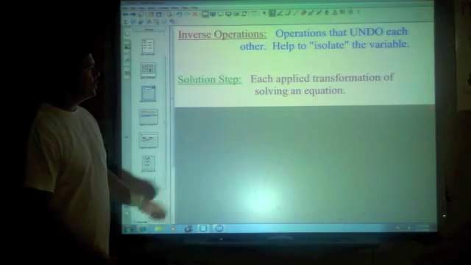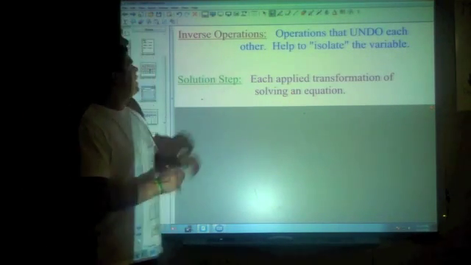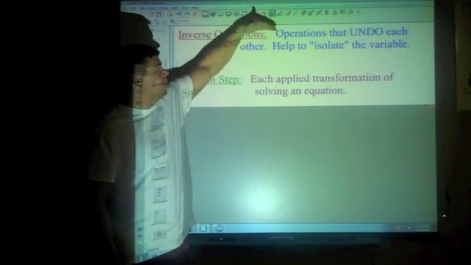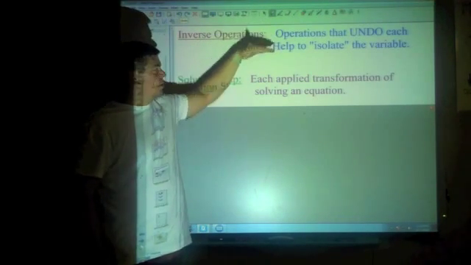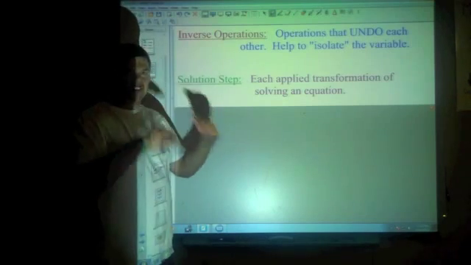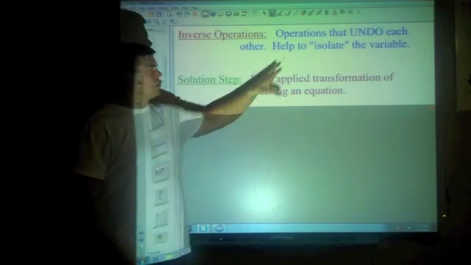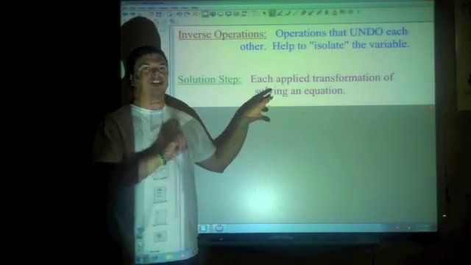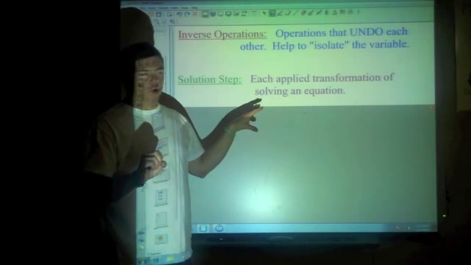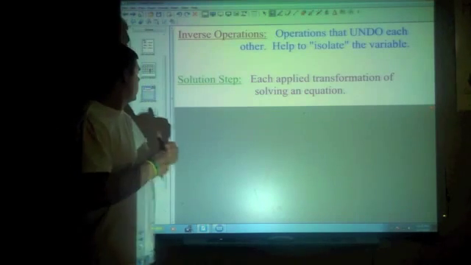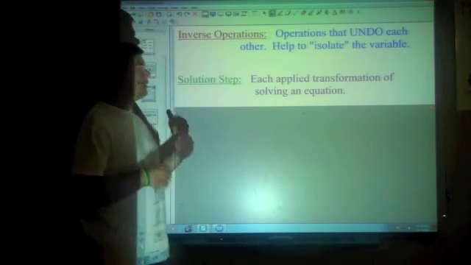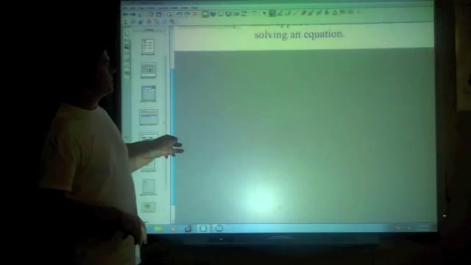Solution steps are the transformations that we make when we're using our inverse operations. Each inverse operation that we do is actually considered a solution step. It's a step of the problem. It transforms the equation. It will not change its value. It only changes the appearance of the problem. So each step along the way changes how it looks, but not what the problem is actually equal to.